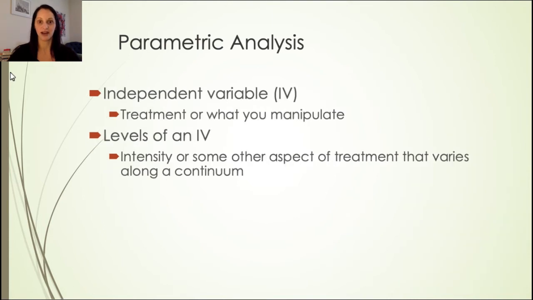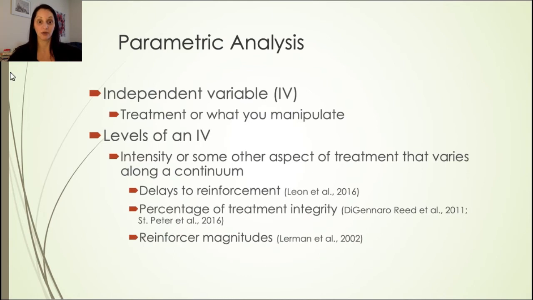Quick reminder what our independent variable is. Your IV is the treatment or your intervention or whatever you're manipulating, what you are implementing as a therapist or an experimenter. So then when we talk about the levels of an independent variable, we're talking about intensity or some other aspect of that treatment that varies along a continuum. So for example, we could talk about reinforcement as our independent variable. And so we might vary maybe the delay to reinforcement along a continuum.